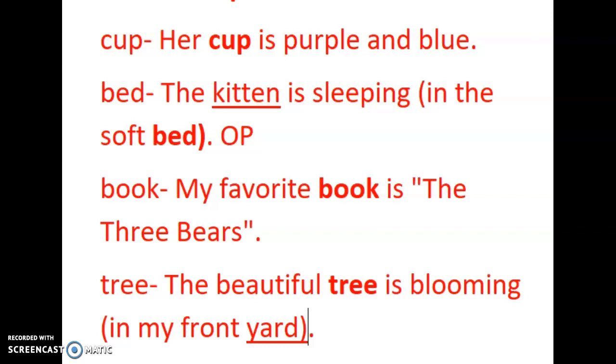So take some time, find your nouns, write your sentences, say your sentences out loud, and then you need to know if that is the subject noun or the object of the preposition. So if you're classifying a sentence and you're not sure what your object of the preposition is, make sure you're asking yourself, is this word a noun? Is it a person, place, or thing?